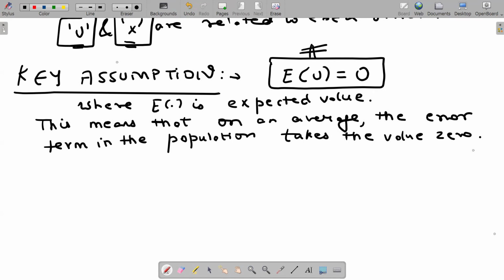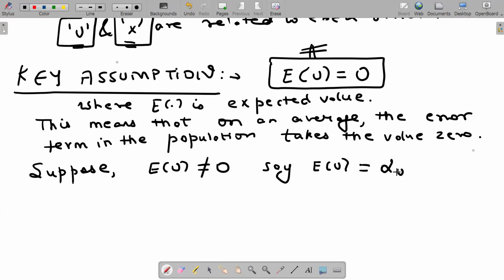Okay, so let's say it is not 0. So what is going to happen in that case? Suppose the expected value of u is not equal to 0. Say the expected value of u is equal to some value alpha naught. Then how will my regression change? I can write that y is going to be beta naught plus beta 1 x plus u. This was my original population regression function.